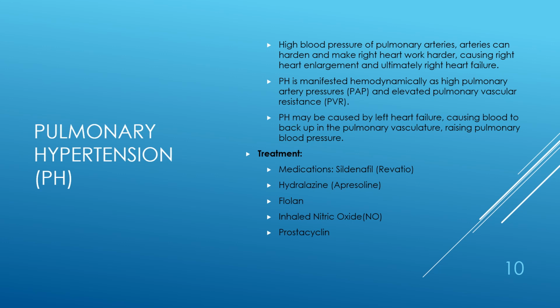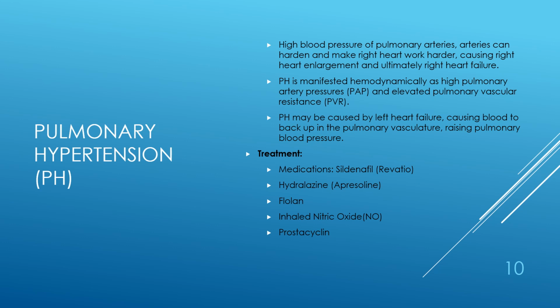Hemodynamically, pulmonary hypertension manifests itself by increased PAPs and also elevated pulmonary vascular resistance. So from a hemodynamic point of view, you should know the values for PAPs, and you should know the values for PVRs. It also could be caused by left heart failure over time, as we mentioned earlier.